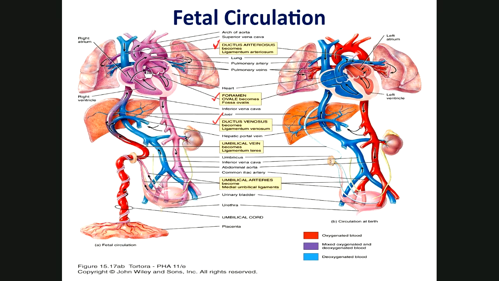And then as this blood is going through the pulmonary trunk, there's a connection between the pulmonary trunk and the arch of the aorta, and that's called the ductus arteriosus. That's going to become the ligamentum arteriosum.